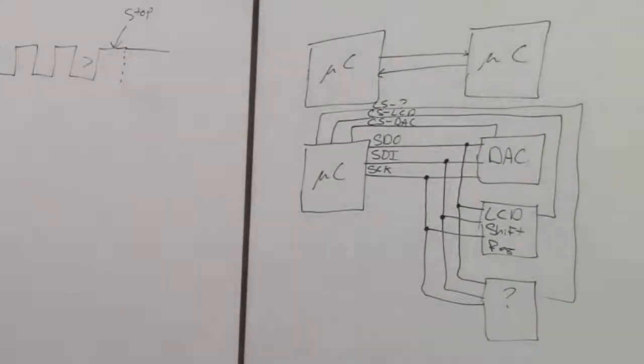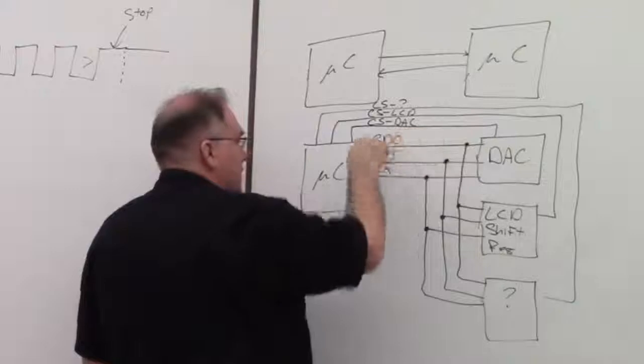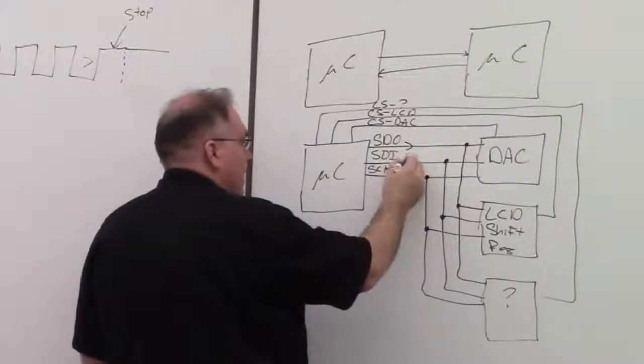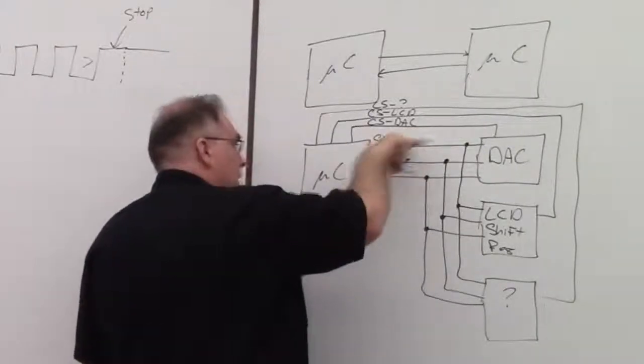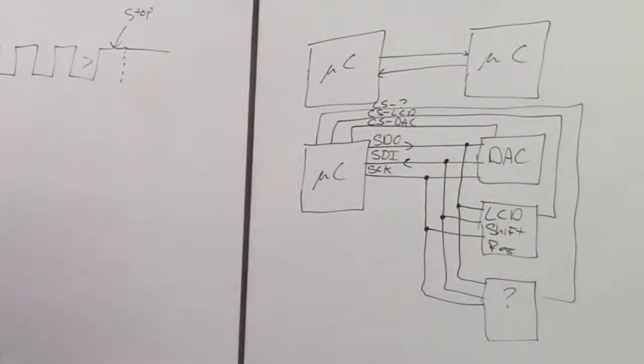So when we talk to the DAC or the LCD, information only is going out of the processor. So the SDI line never even gets used. So the SDO is out of the microprocessor, SDI is into the microprocessor. And when the data is transmitted, you don't have the start and stop bits. It's just pure data.